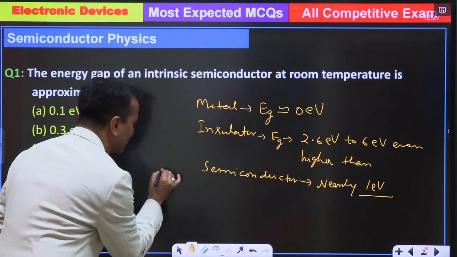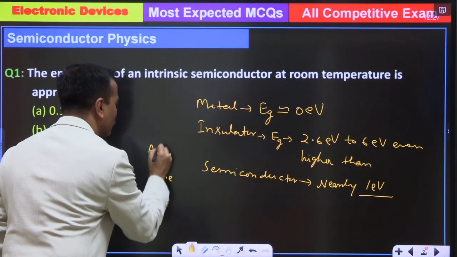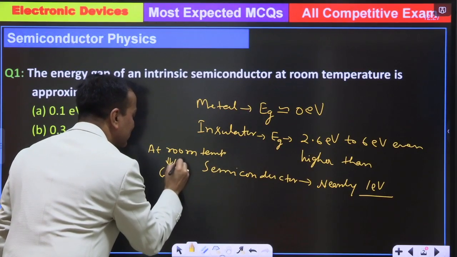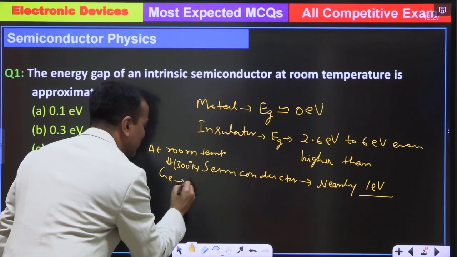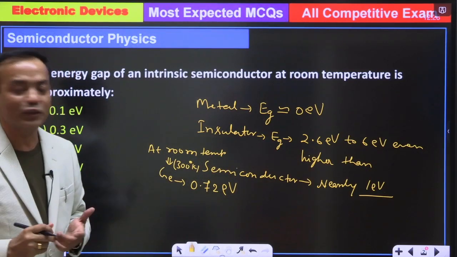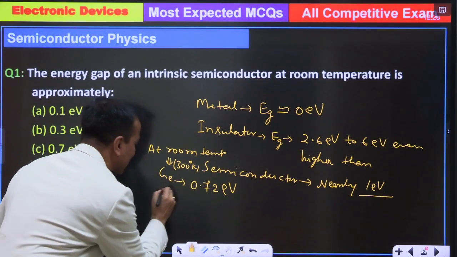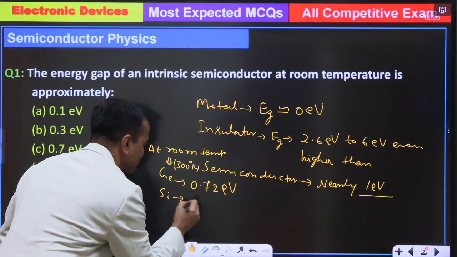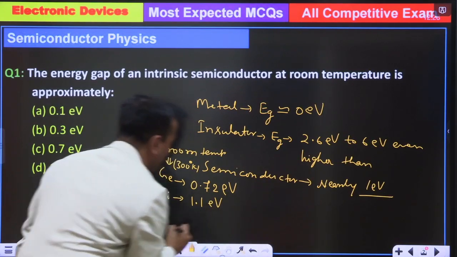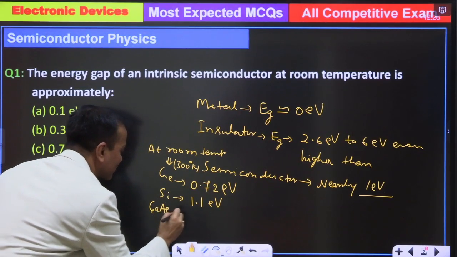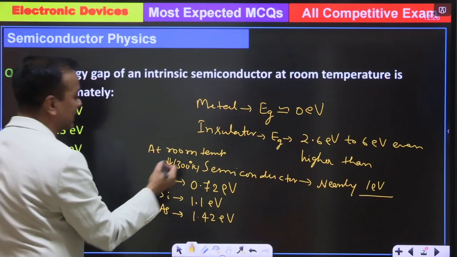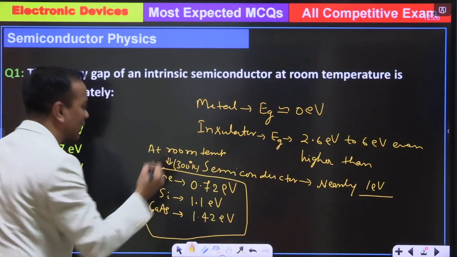For germanium at room temperature, which means 300 degrees Kelvin, it is 0.72 electron volt. For silicon at room temperature, it is 1.12 electron volt or simply 1.1 electron volt, and for the compound semiconductor gallium arsenide, it is near about 1.42 or 1.48 electron volt. These are the data you have to remember with respect to the exam.